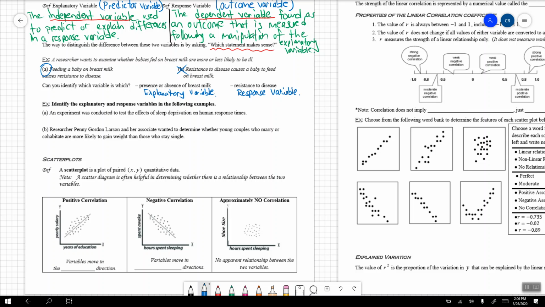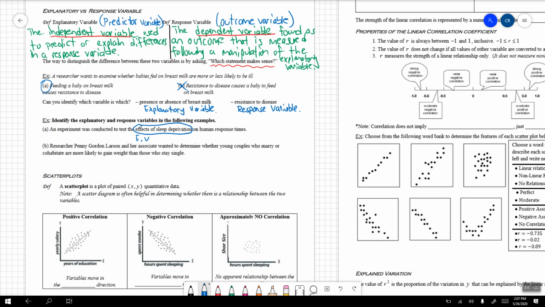In part A, we want to look at an experiment. The experiment was conducted to test effects of sleep deprivation on humans' response times. Okay, so here we need to look at the independent variable. What are we going to use to predict or explain these differences? Right? So what we're looking at in this first part is the effects of sleep deprivation. All right, that's going to be the first part. So this in here is your explanatory variable.